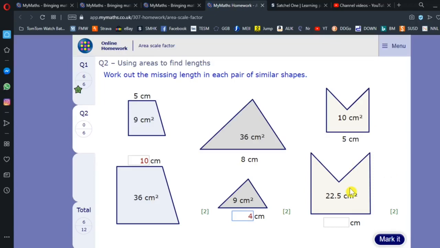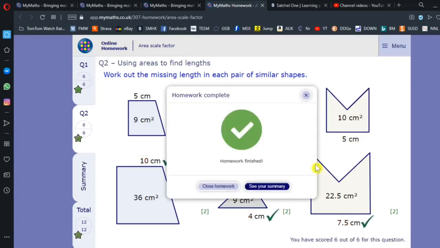And the last one, oh good lord, I might need a calculator for this. 10 has become 22.5. So what are we timesing 10 by to get 22.5? Well, it's 2.25. Okay, and what we need to do is square root 2.25. Actually, I can do that in my head. The square root of 2.25, I happen to remember, is 1.5, I think. So the length scale factor is 1.5, so this should be 7.5. I'm 90% certain I got that right. Let's hope I have. Yes, I have.